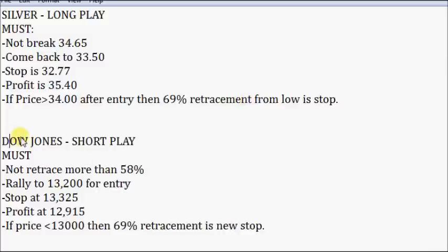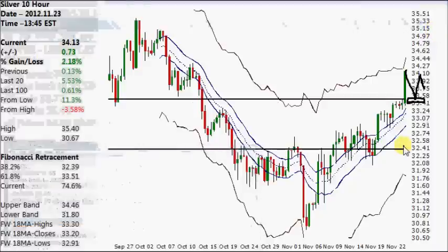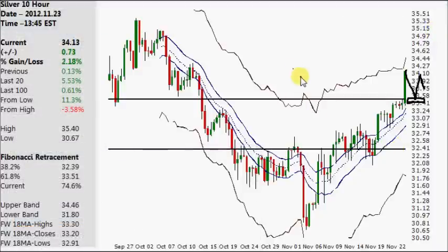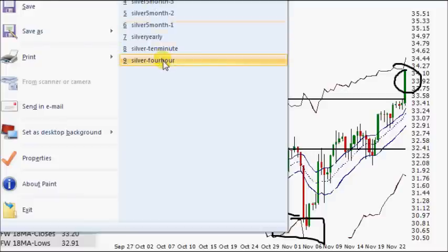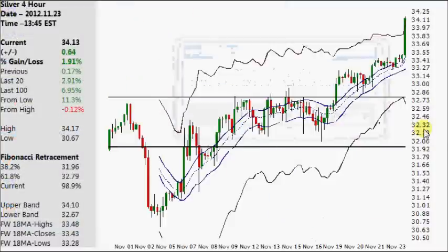Later on, of course, there will be a short play with the Dow. We'll go over that when that one comes into play. So let's continue with one final chart. The next point A to point B that you want to look at for silver is from there to there. To look at that, we'll use the 4-hour time frame.